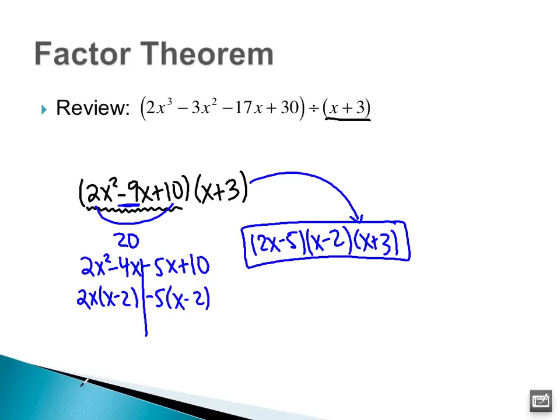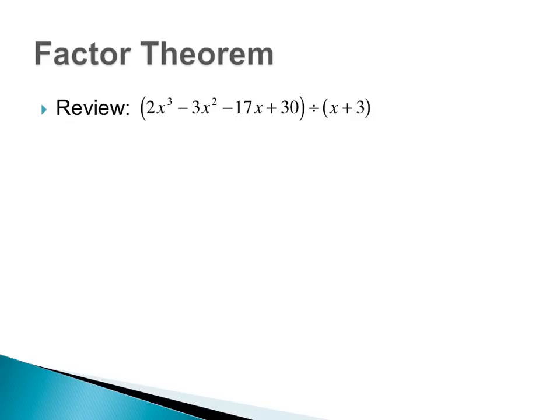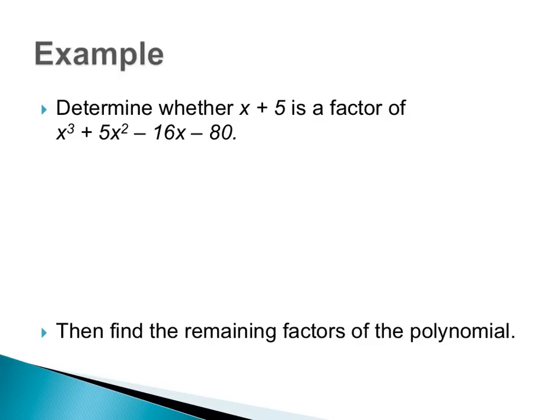It's okay if this is a little confusing. We're going to do another one together before you do one on your own. So this is generally how you will see the directions. It will say determine whether x add 5 is a factor of that polynomial. Then find the remaining factors.